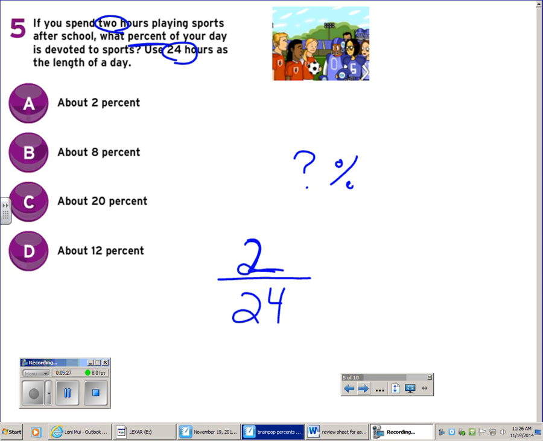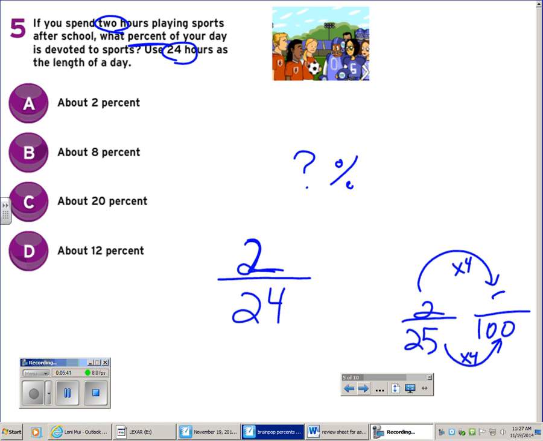I don't know why. 2 out of 24 is really close to 2 out of 25. And I know that 25 goes into 100 4 times. So if I multiply the bottom by 4, I just multiply the top by 4. So I'm thinking the answer is about 8%. So I'm thinking it's a B.